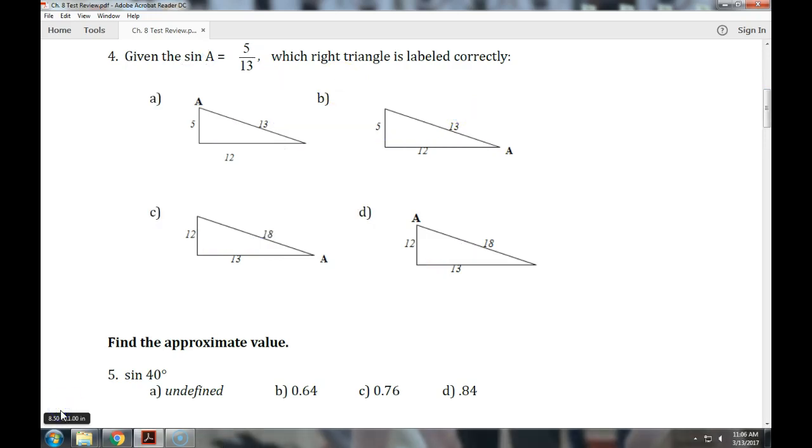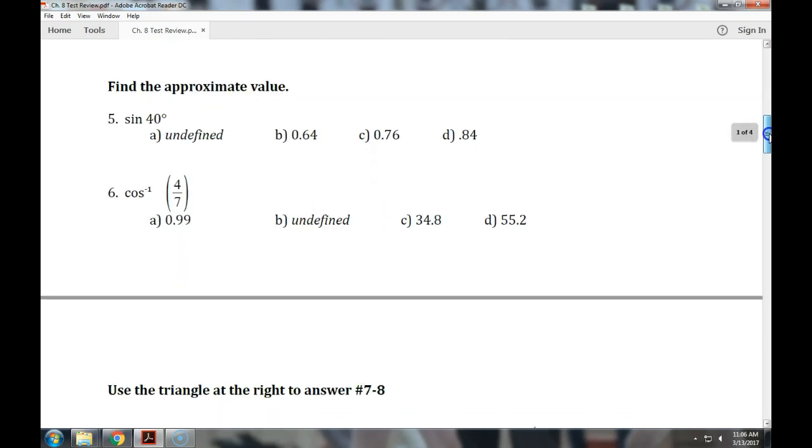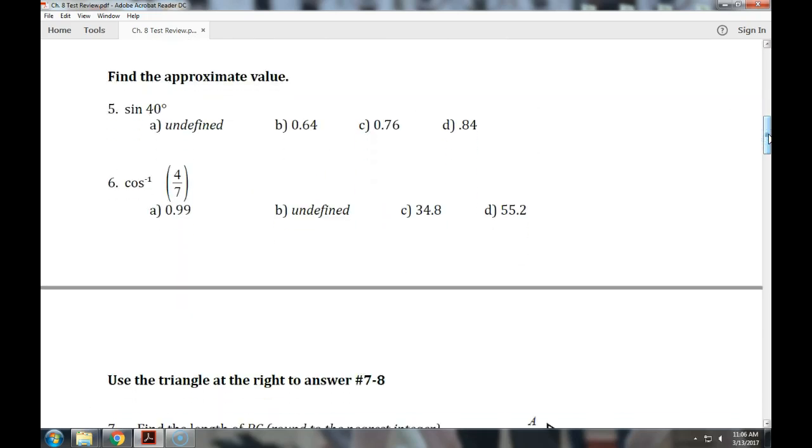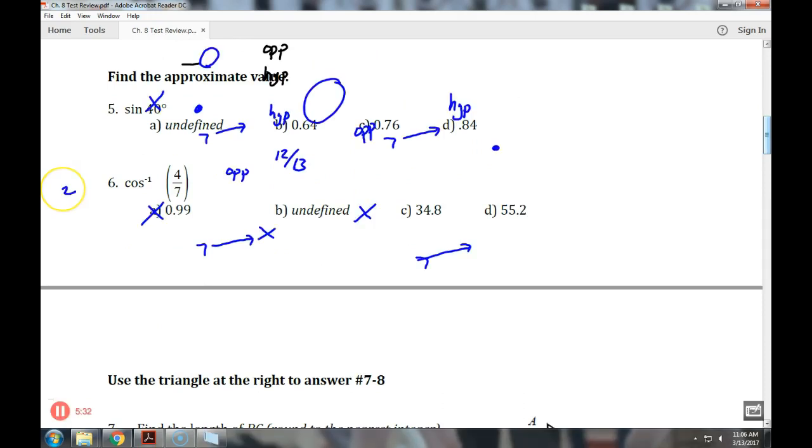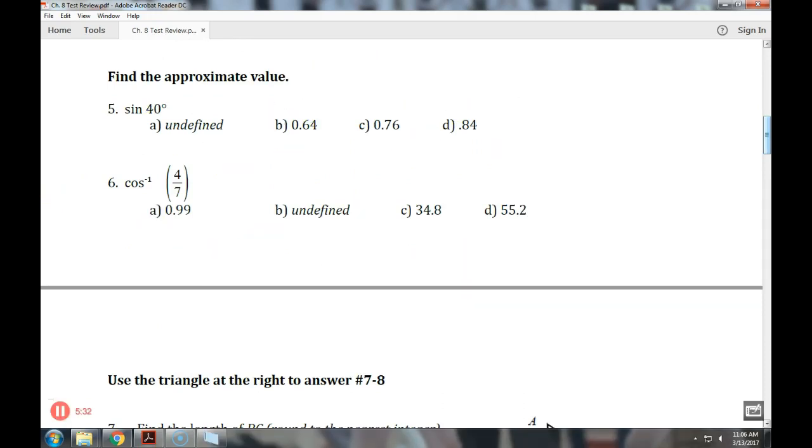Alright, so moving on down, number 5 and number 6. These are just calculator questions. So basically, I'm just going to punch these into the calculator, and the sine of 40 degrees is 0.64. If you're getting a different number, just make sure that you're in the right mode, that you are in degree mode. You do not want to be in radian mode. All answers will be wrong. So don't be in radian mode, be in degree mode.